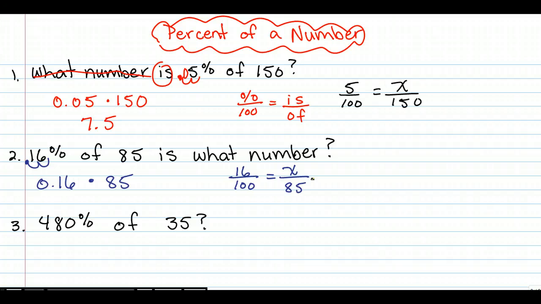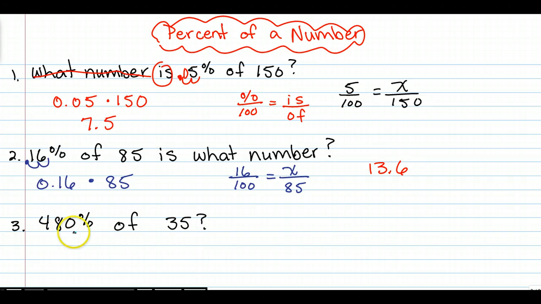Plug that into your calculator, 0.16 times 85, and what do we get? No matter which way you did it, you should get 13.6. So it doesn't matter whether it's written out in words or if it just has the numbers.